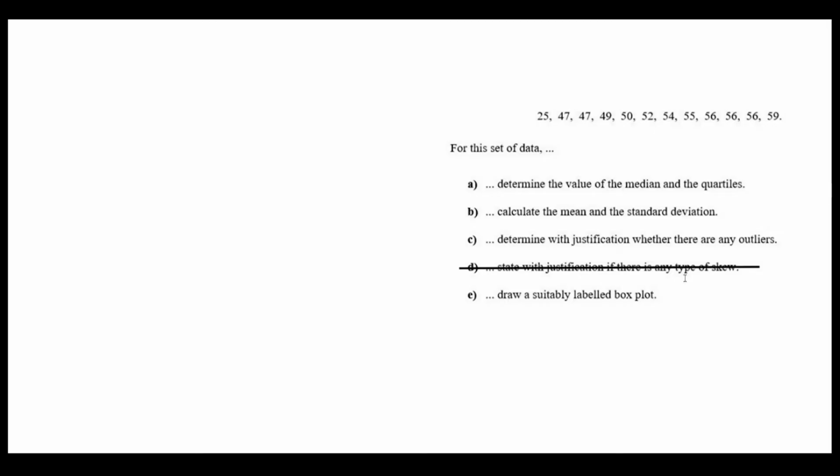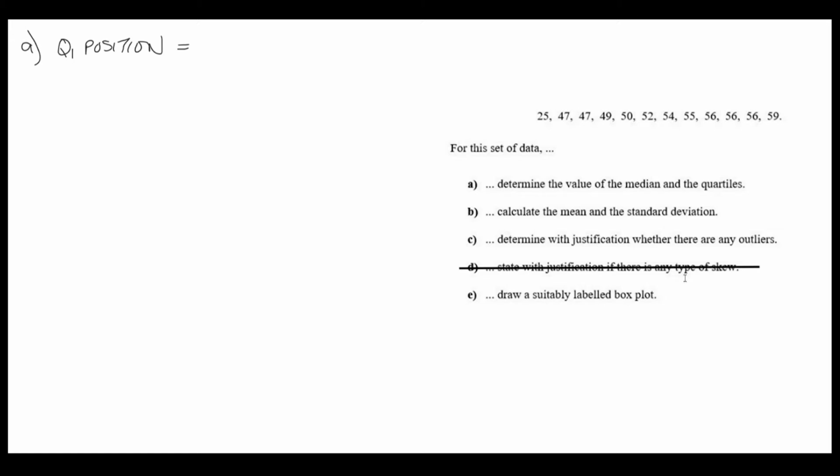In this question, we've been given a list of data and we've been asked to calculate various statistics from there. So first we've been asked to find the median and the quartiles. There are 12 values altogether and we know we can find the position of each of these quartiles.